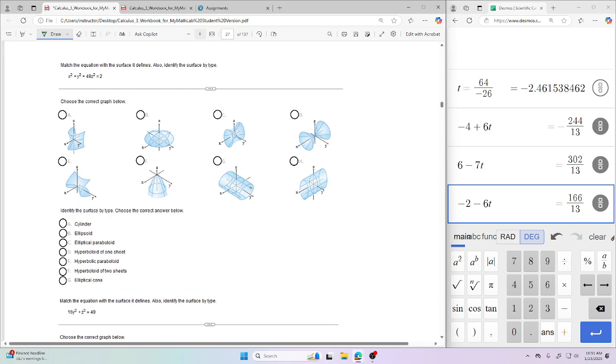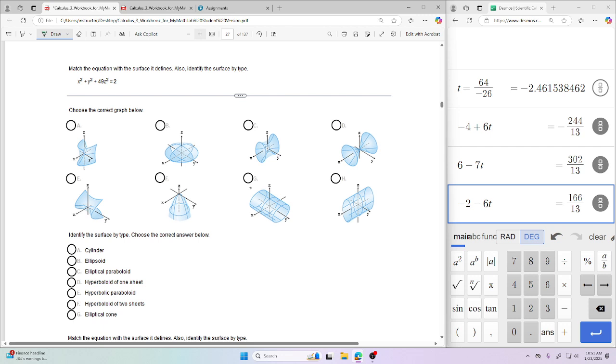There. So it says match it up. So right here, looking at all these, hold on. Let me draw it. Which one would you say? Yeah, it's positive, positive, positive. Everything's positive. So probably an ellipsoid. Are there any other ellipses up there?